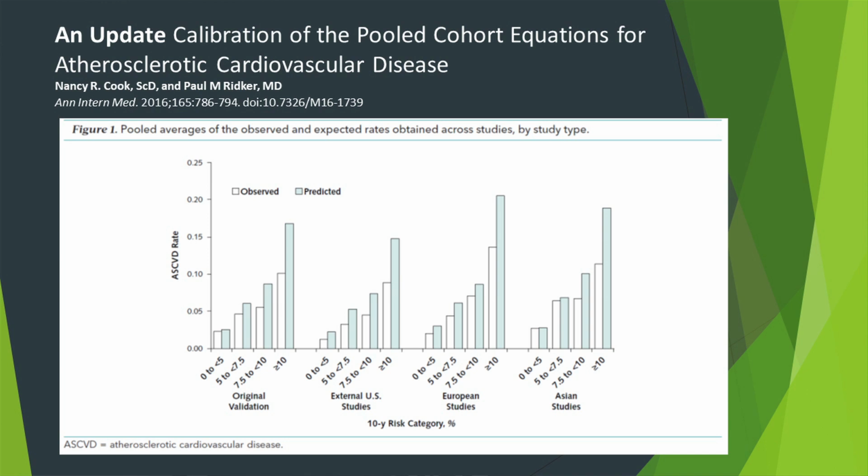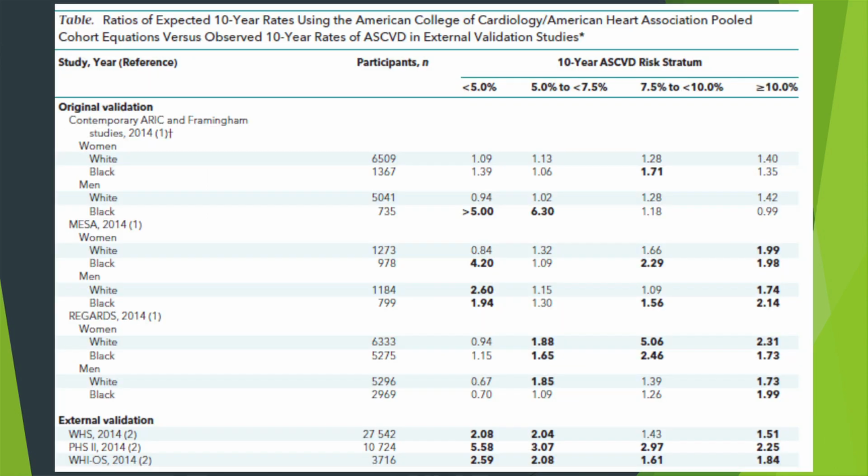And then finally, this basically was kind of like a meta-analysis where they looked at multiple studies. So even in the original validation, this is basically the calibration or odds ratio, if you want to call it that. So like in the original validation for Black patients, 5 to 7.5%, you can see it was 5 times greater than the actual observed rate, or 6.3 times for, I think for women. I think it was men and women.